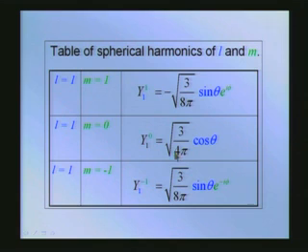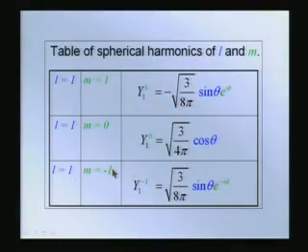Y10 is square root of 3 by 4 pi cos theta, and this is independent of phi. Y1 minus 1 is root 3 by 8 pi, looks exactly like Y11 except for the sign difference, as well as one more difference: sin theta e to the minus i phi. The Y11 was e to the plus i phi. This is a minus i phi. They appear to be complex conjugates of each other with a sign difference. This is the set of solutions corresponding to L equal to 1.